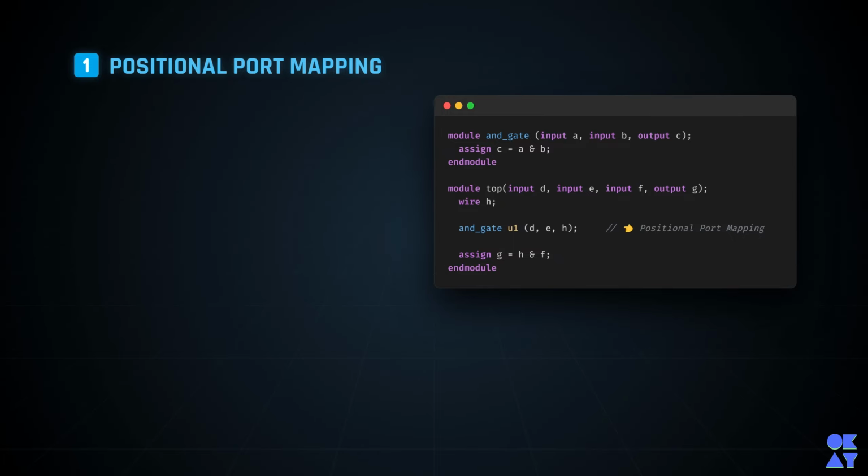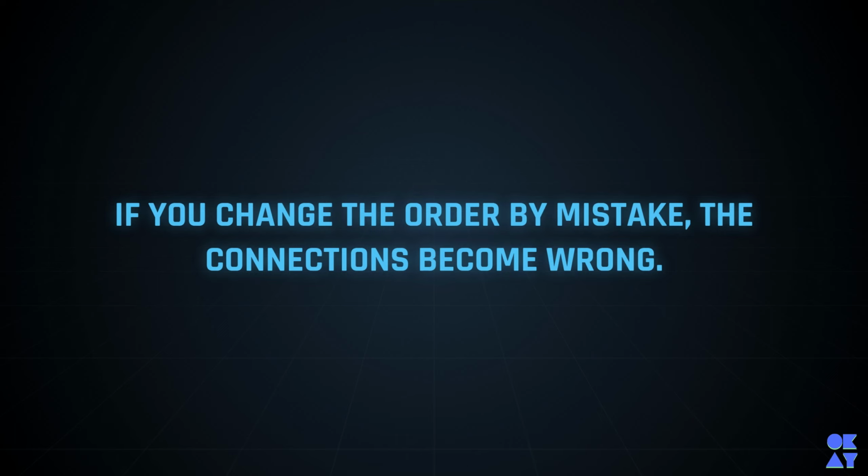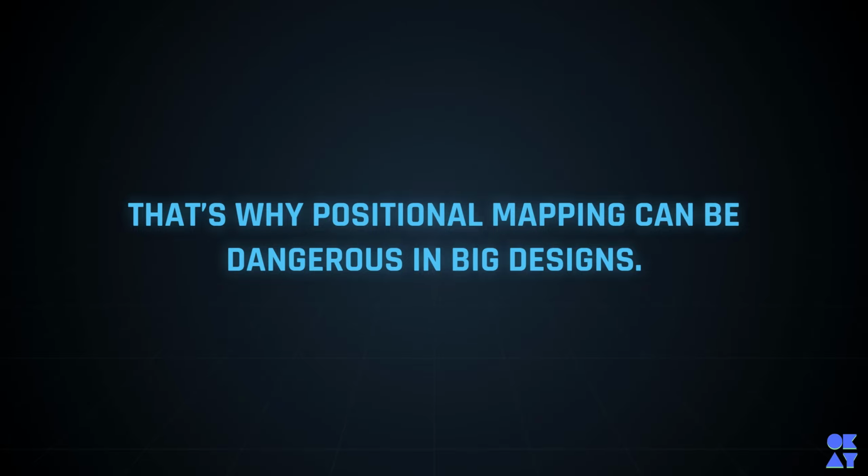This means A gets connected to D, B gets connected to E, C gets connected to H, because the order matches. Important: if you change the order by mistake, the connections become wrong. That's why positional mapping can be dangerous in big designs.